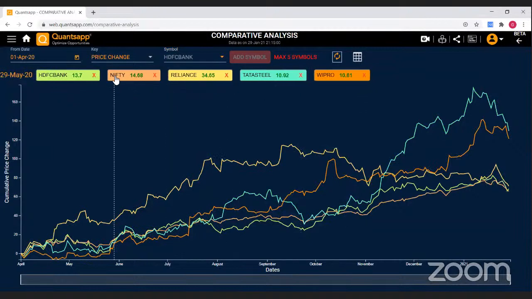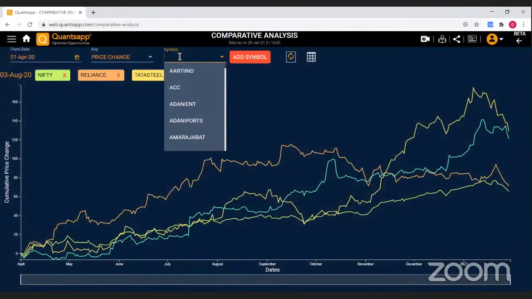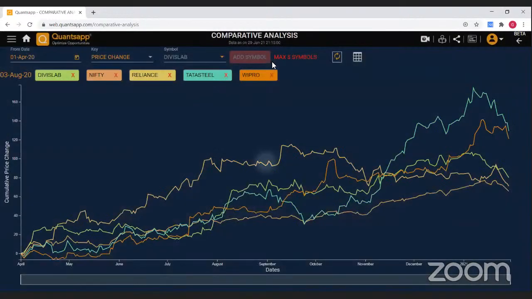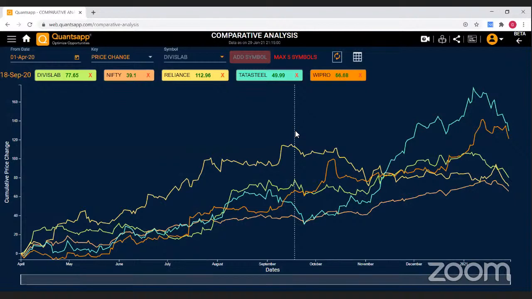So we have the Nifty, we have a banking stock, the largest bank, HDFC Bank. We have the biggest of the biggest, Reliance. We have one from steel, and one from the IT sector. I got a request for a pharma company, so rather than taking HDFC Bank, we'll take Divi's Labs. Is that okay with you? So these are the 5 stocks we want to see.